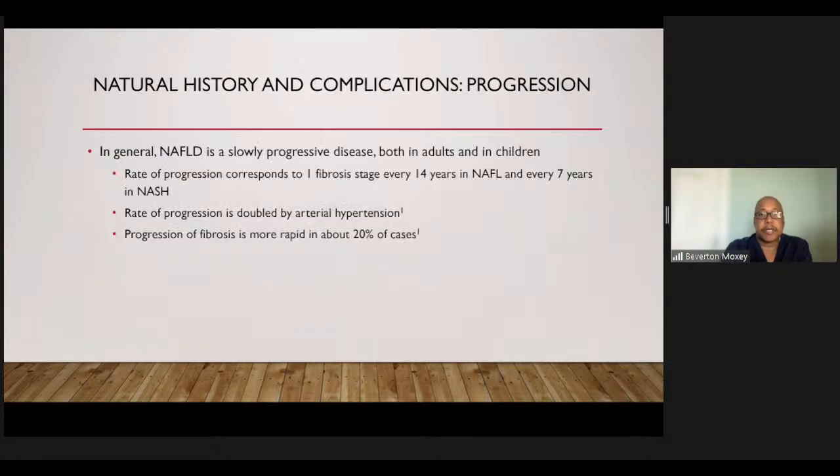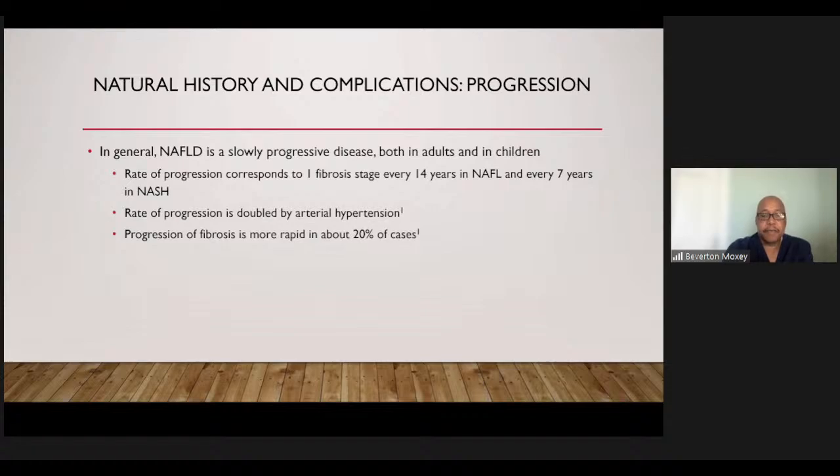So what is the natural history? When we look at non-alcoholic fatty liver disease, it is a slowly progressive disease, and it affects both adults and children. The rate of progression corresponds to one fibrosis stage every 14 years in NAFLD and every 7 years in NASH.